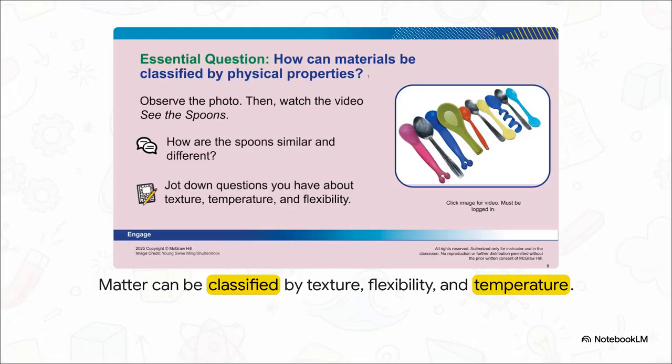Finally, emphasize that matter isn't just stuck the way it is. We can actually change physical properties by cutting, sanding, folding, or melting. You'll explore this using everyday objects, like different kinds of spoons. It's a brilliant way to show that even though they are all spoons, their texture, flexibility, and temperature vary wildly, depending on what they're made of and how they were formed.